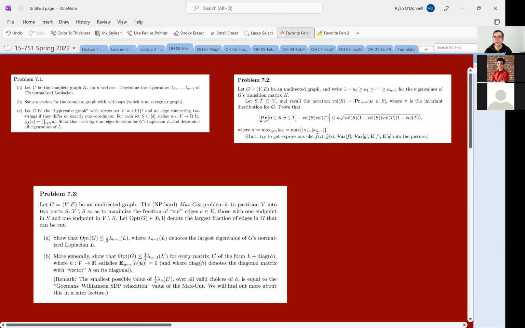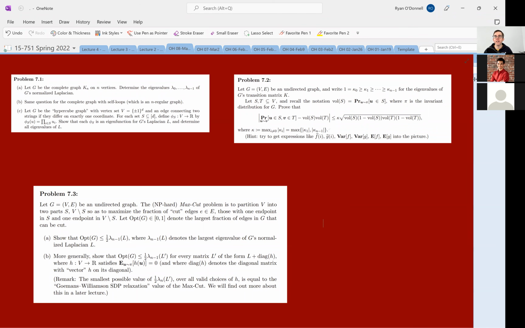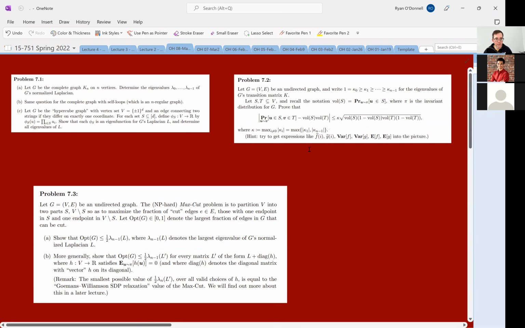I guess I could start. I was just wondering about 7.3. Maybe you could start with that. 7.3. This one is about max cuts and some eigenvalues and things. Okay. What are you thinking?